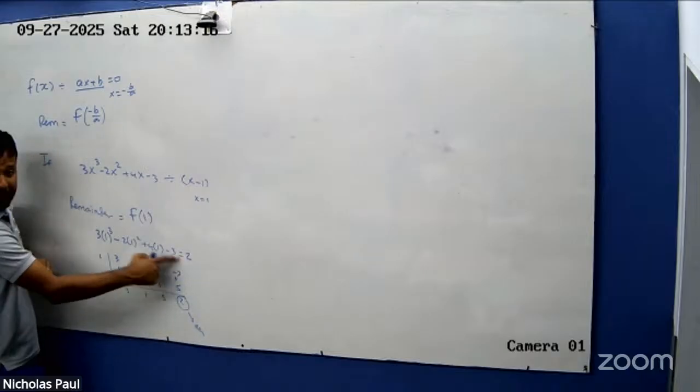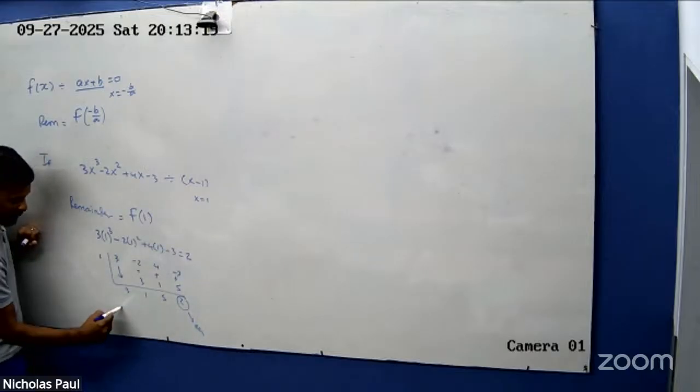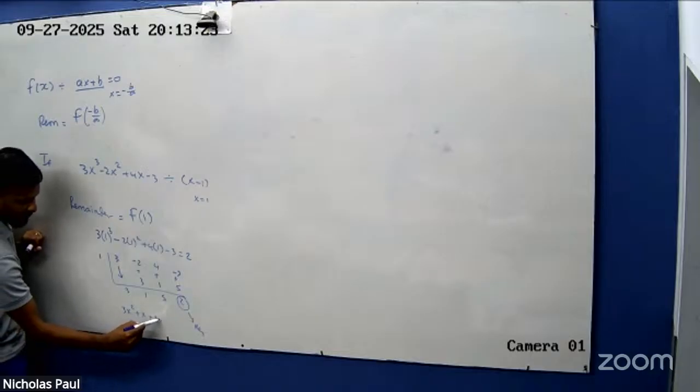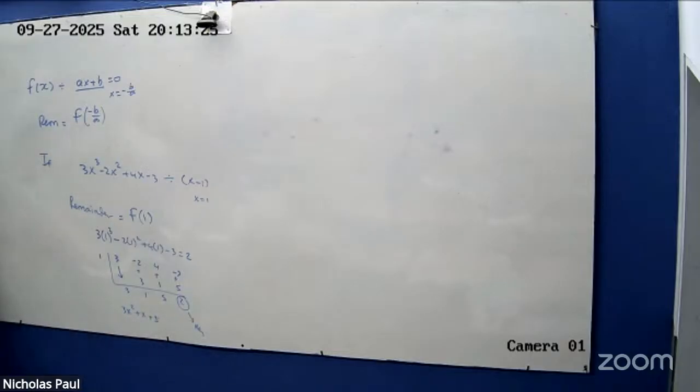Seeing it right here, this is our what? This is 3x squared plus x plus 5. Right? That's the quotient that we end up with. You all okay with that? So this is what we did last week. Right? We did synthetic and we did remainder theorem.